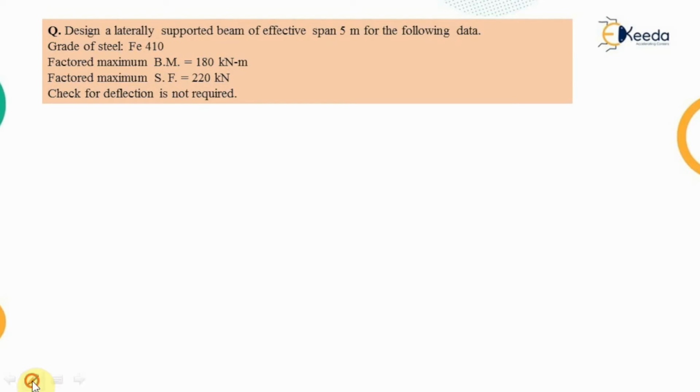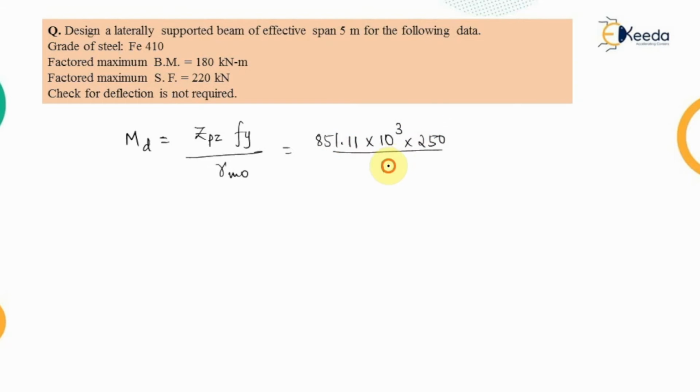Now we will be calculating the design capacity of the moment. This MD design capacity value is given by ZPZ into Fy divided by gamma m naught. This ZPZ will be taken corresponding to the section that we have chosen, that is our ISLB 350 section. So for that it is 851.11 into 10 raised to the power 3 into 250 divided by 1.1. From here we will get the value in Newton millimeter, and converting into kilonewton meter, we obtain this value as 193.43 kilonewton meter.